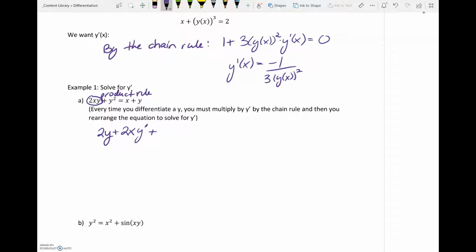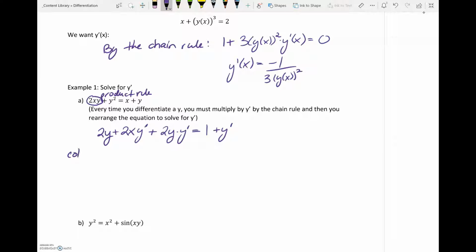For y squared, we'll just differentiate y squared, which is 2y. By the chain rule, we need to take the derivative of y, which is just y prime. The derivative of x is 1. The derivative of y is y prime. So we are differentiating with respect to x. That's why when we differentiate y, it doesn't become 1. It just becomes y prime because we're differentiating with respect to x. So that's your first step.